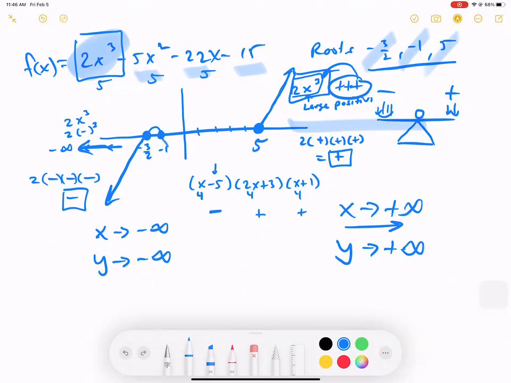From negative 1, after you cross it, guess where my next stop is? My next stop is negative 5. Oh, it's a positive 5. We have to hit that stop along the way.